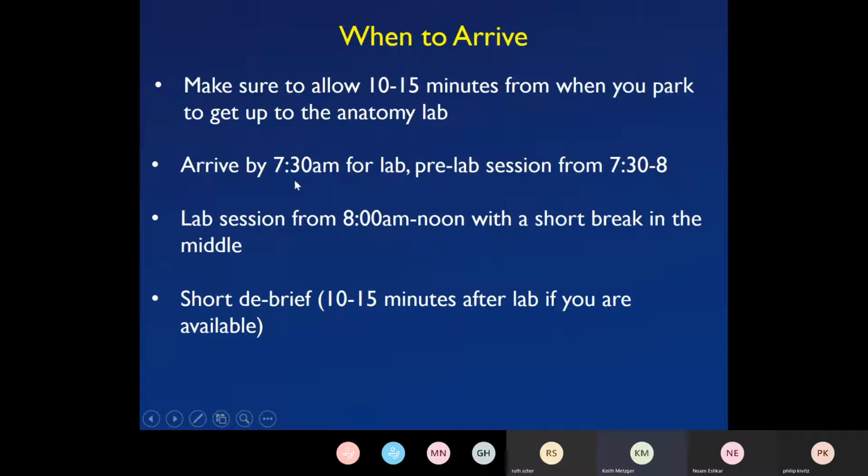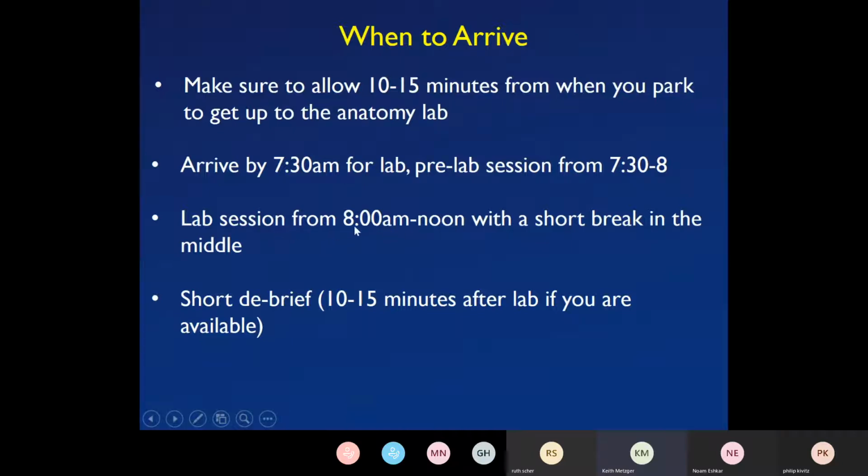We're going to ask everybody to arrive by 7:30. We like to run a pre-lab session from 7:30 to 8 to help orient people, make sure they're comfortable at their station or in their area. It'll be good to connect the radiologists with the other clinicians who are helping with the dissection, so you can really tie in your content as well.